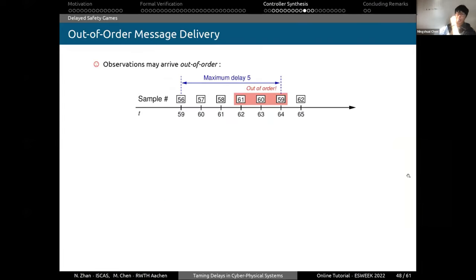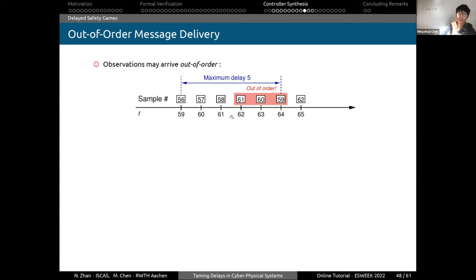So far, we have seen a very restricted form of delay, because remember this shift register that always takes a fixed amount of delay. Any information coming from the head of the register always takes a fixed amount of delay until it can reach the controller. But in practice, this is not always the case because some information may get out of order. So the one which arrives earlier can get to the controller later than some other information. And here I depict a typical scenario.